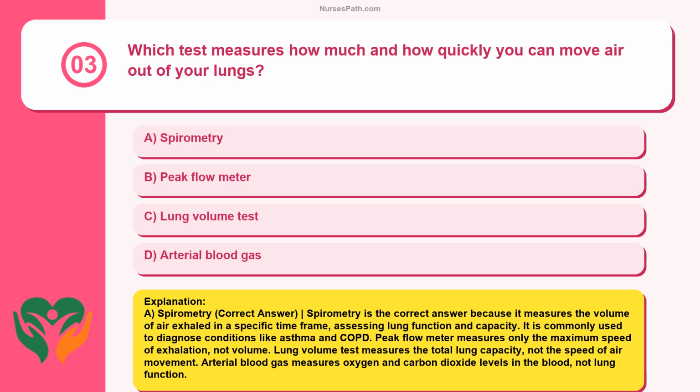Peak flow meter measures only the maximum speed of exhalation, not volume. Lung volume test measures the total lung capacity, not the speed of air movement. Arterial blood gas measures oxygen and carbon dioxide levels in the blood, not lung function.